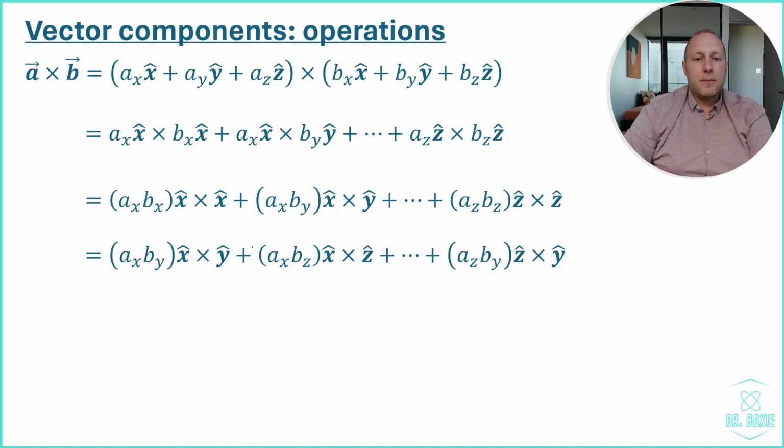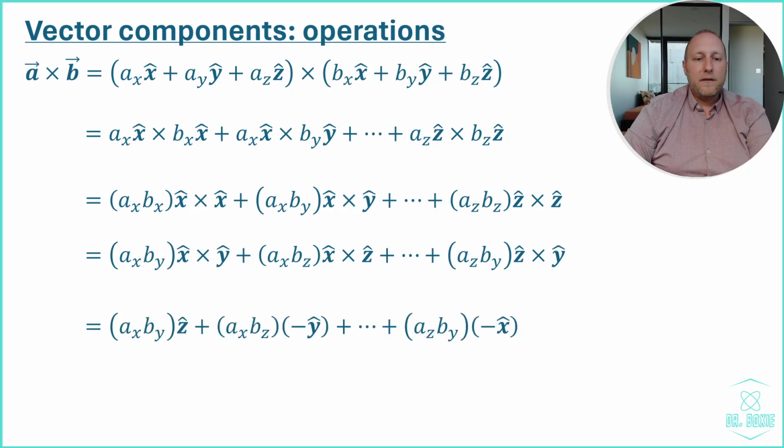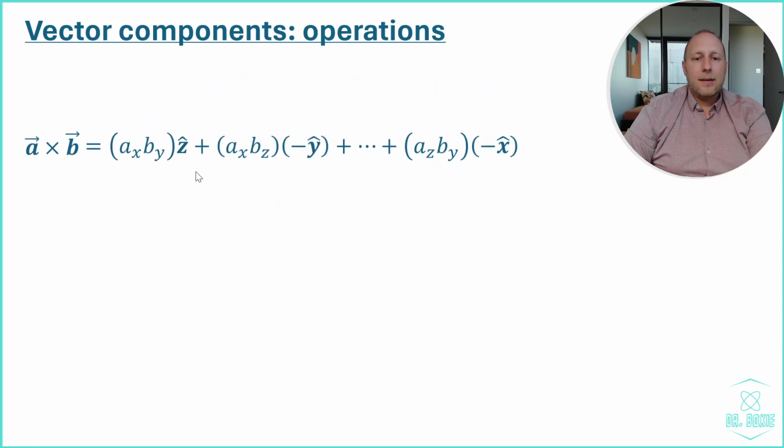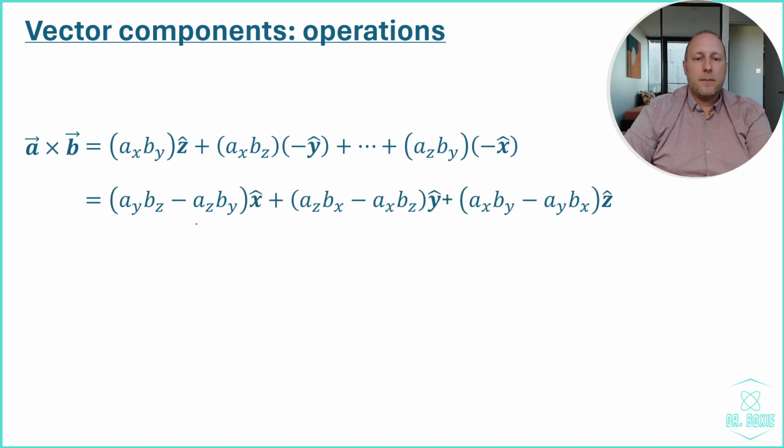Now we saw what each of them is. We saw, for instance, that x hat cross y hat is z hat. So the first term that remains is AX BY times z hat. I leave it up to you to show that all the other terms give what I wrote here. Now, what we can do is collect all the terms in x hat, collect all the terms in y hat, and collect all the terms in z hat, and what we get is this expression here. This is not a very simple or elegant expression, but it is the expression for the cross product in terms of the components of A and B.